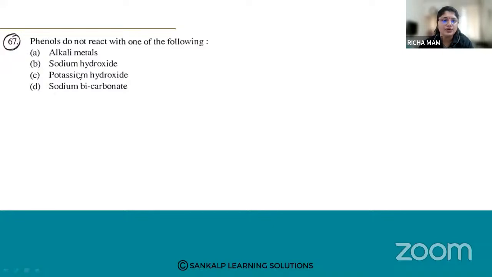When you see the reactions of phenols, they react with alkali metals. They react with sodium hydroxide and form sodium phenoxide. They react with potassium hydroxide and form the potassium salt of phenol. But they do not react with sodium bicarbonate, NaHCO3. It does not give any product. So option D is the correct answer.